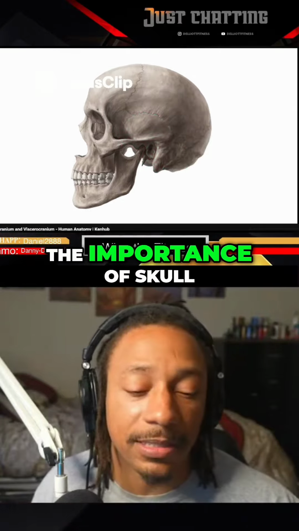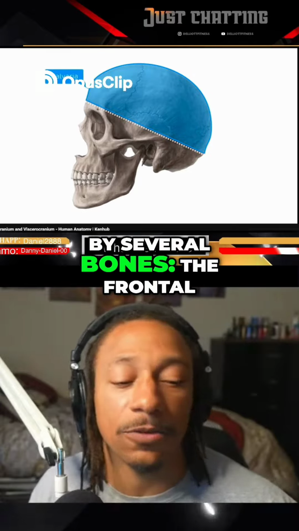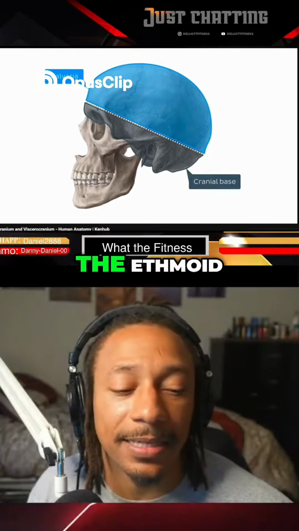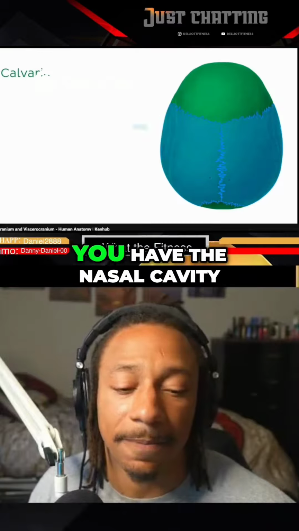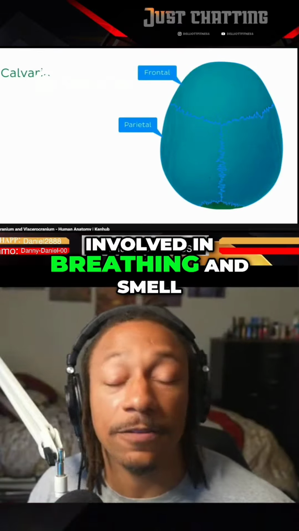The important skull features are going to be the orbits, the eye sockets formed by several bones: the frontal, the zygomatic, the maxilla, the ethmoid, the sphenoid, the lacrimal, and the palatine. You have the nasal cavity, which contains the nasal concha and septum, involved in breathing and smell.